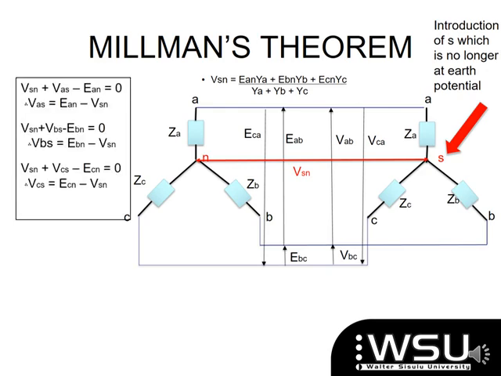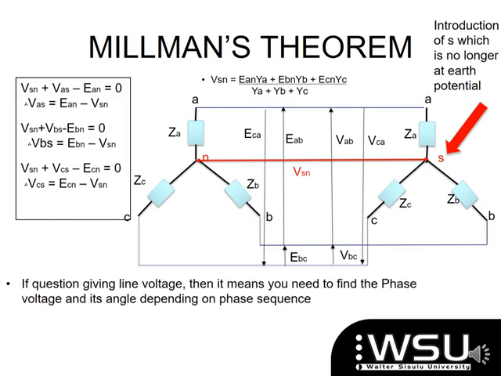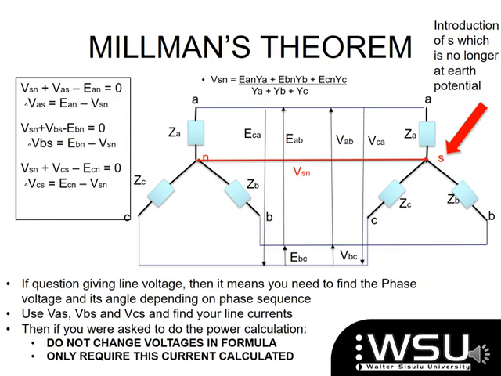Once you've now worked out VCN, then you must know that you go and work out your VAS, your VBS, and your VCS. And those will help you in order for you to work out what your line currents are going to be. So if the question that you are given has got a line voltage in it, then it means you obviously need to find the phase voltage, as I've said, and its angle depending on your phase sequence. And then you use that VAS, VBS, and VCS to find your line currents, as I've said.